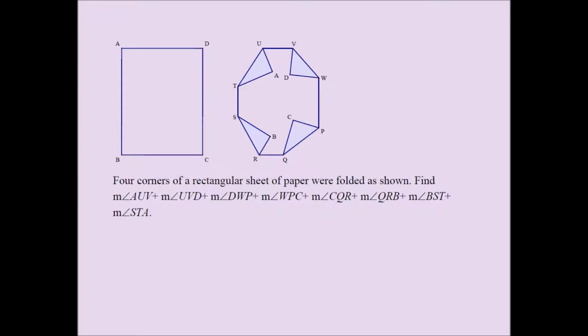Four corners of a rectangular sheet of paper were folded as shown. Find the sum of the 8 angles shown here, right here. Now I can read the angles for you, but that's going to be a little boring.